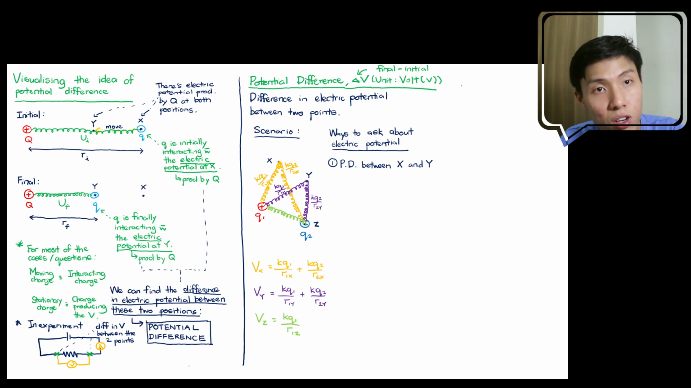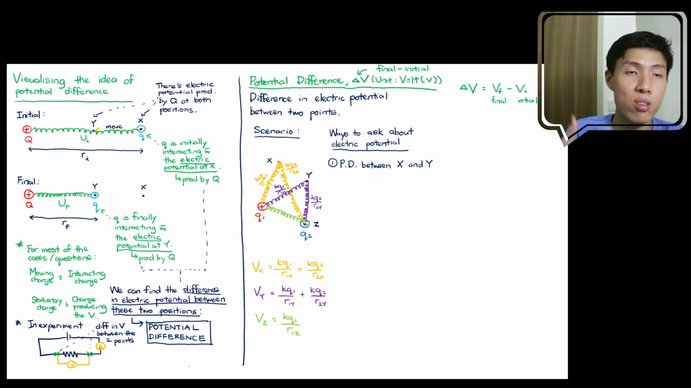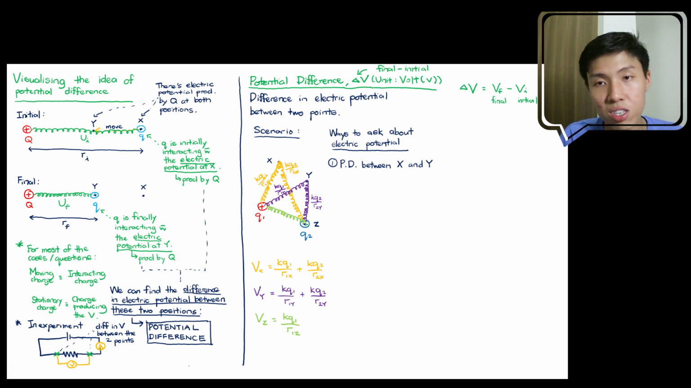Okay, so because this is the symbol for potential difference, or because the idea is potential difference, delta V here must always be final minus initial. This is final, this is initial. It should always be like this. It should always be the final electric potential minus initial electric potential.